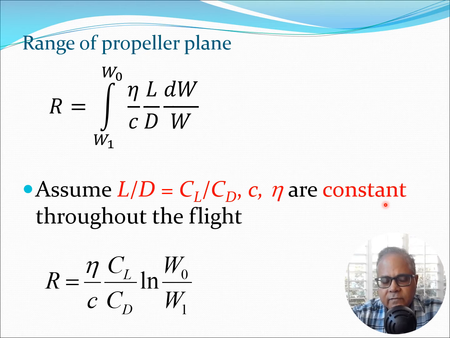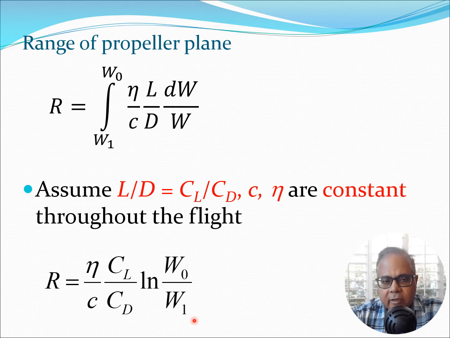And so what happens with these formulas which I am getting today is that they are accurate to about 10 to 20% in comparison to actually doing the integral using numerical means or using computer programs. So now we can get the closed form solution here. We bring out the eta by C term, we bring out the L by D term. So L by D becomes equal to CL by CD here. And so I get the term log W0 by W1.